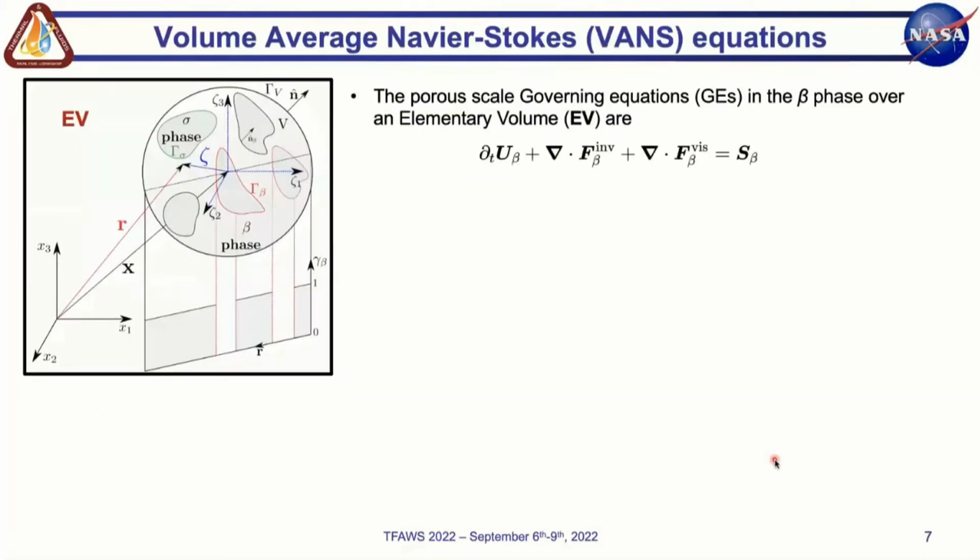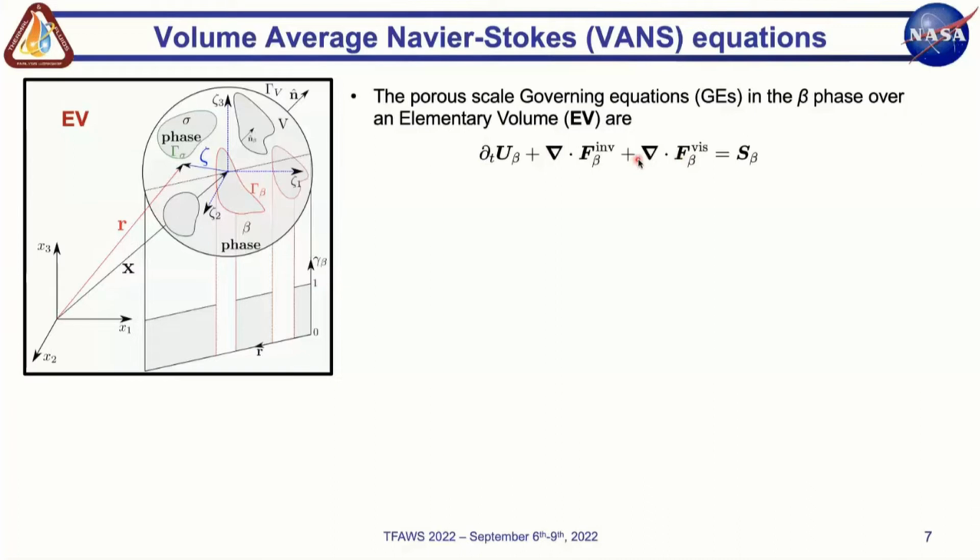Okay, so let's say that you have an elementary volume located at X. This elementary volume can contain two phases, so it's a beta and a sigma phase. It can be a gas and a solid phase. And you can solve a governing equation inside this elementary volume at the pore scale. Here I'm showing just a governing equation that can represent mass, momentum, and energy with some source terms.